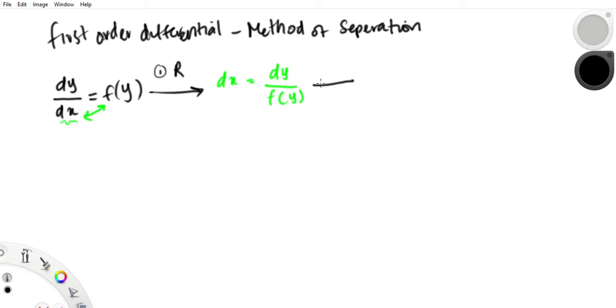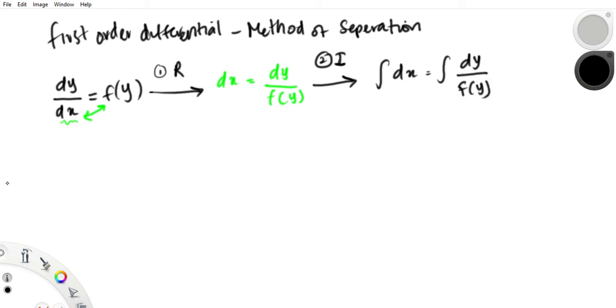And then finally the last step is you integrate both sides. There's something here that we've done in task 3, and I'll show you what it is in a bit. So we need to integrate both sides.